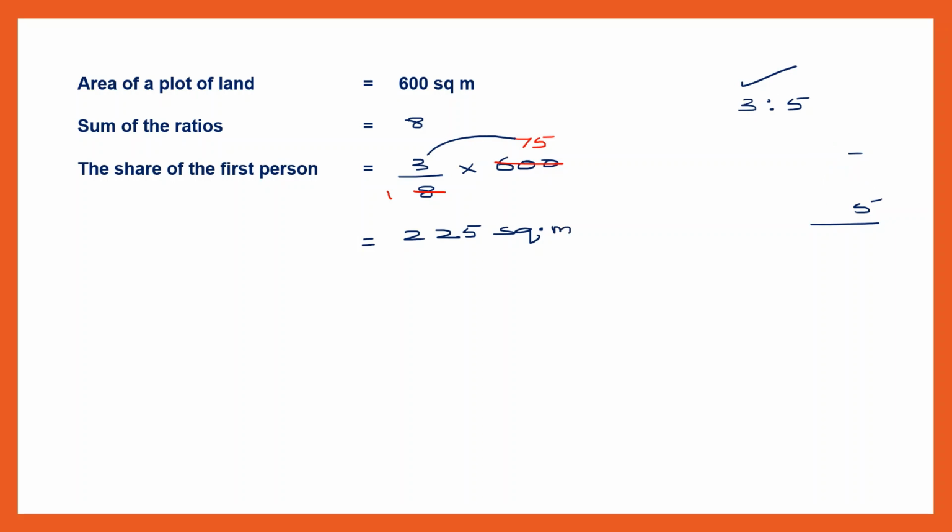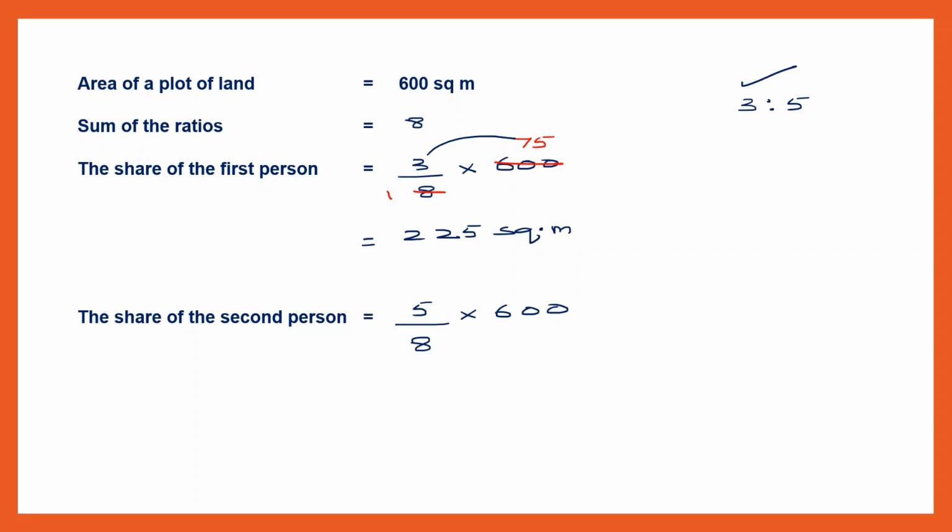What you can do is take the total area of the plot of land, that is 600 square meters, and we found the share of the first person, 225. If you minus these two, you will find the share of the second person. Or if we do it this ratio method, let's do it exactly like how we did it for the first person. So for the share of the second person, we have to take the second number, that is 5. So let's take that. 5 divided by the sum of the ratios into 600.